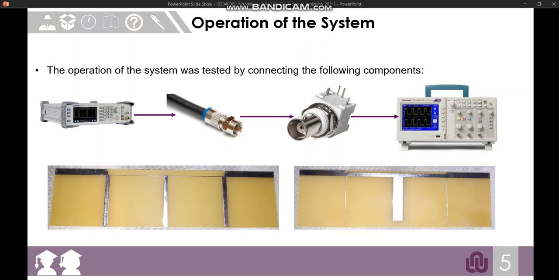These microstrips were then connected on the other side to the BNC connector, the other coaxial cable, which is also 50 ohm, and then the oscilloscope, which measured the output response of the circuit.